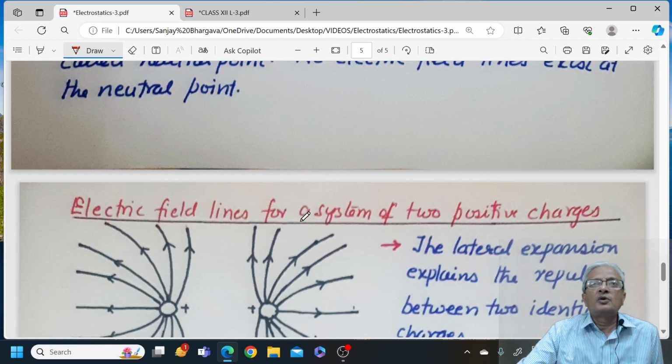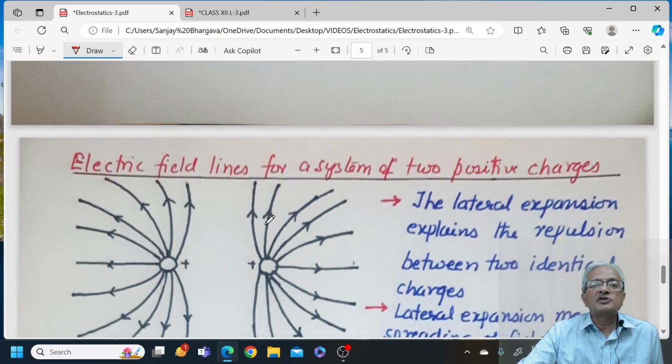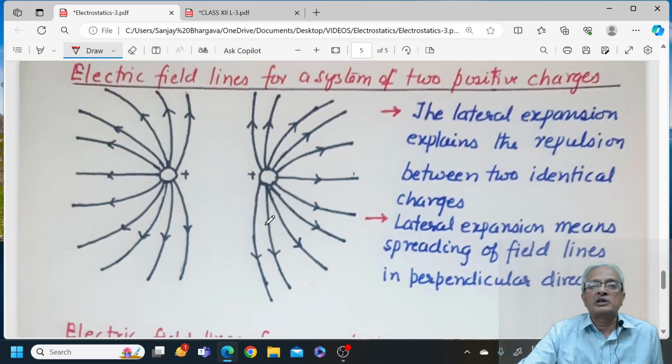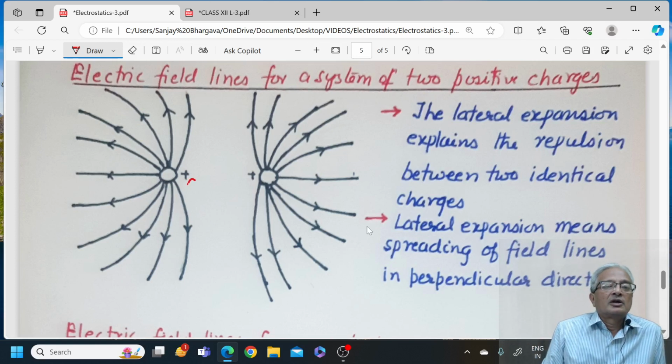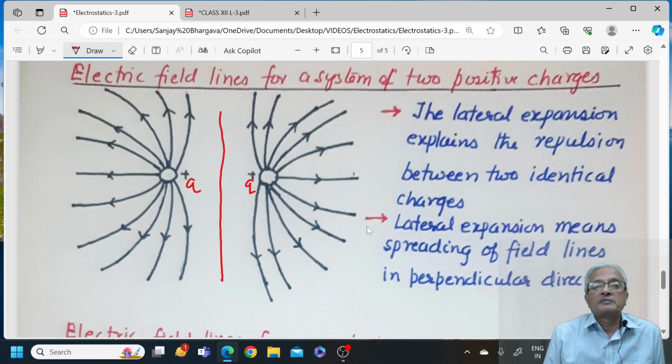Now we would like to draw electric field lines for a system of two positive charges. These are the two charges here, Q and Q. We need to draw field lines. You just see, identical charges, they repel each other. So all the field lines are having a curvature which shows that they are repelling each other. In this direction, you will find minimum number of field lines.